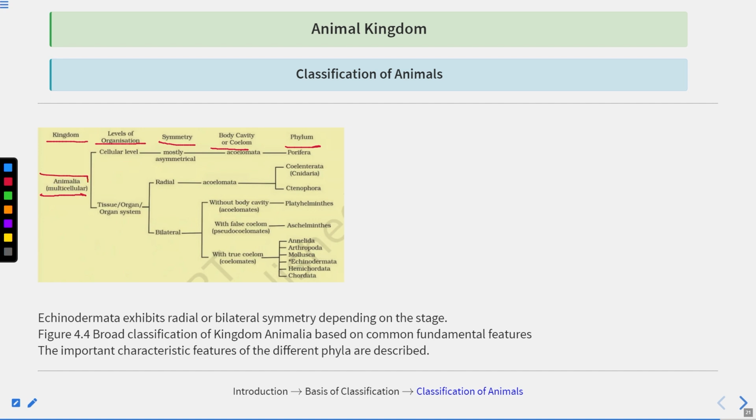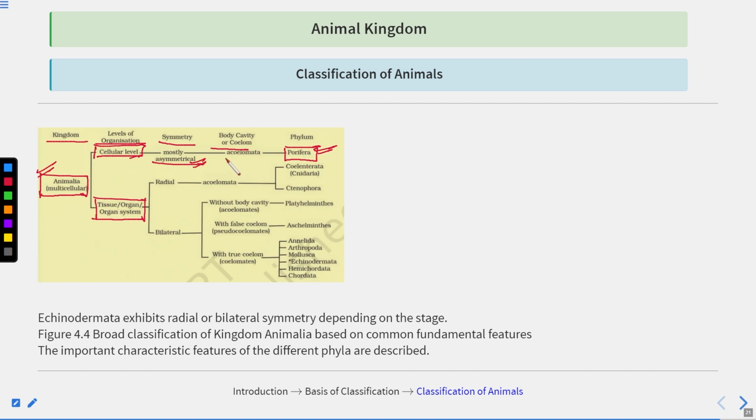All animals are multicellular. Yes, all animals from porifera to chordata, all the animals that belong to this animal kingdom are multicellular. Now we see the two levels of organization: cellular level and tissue, organ or organ system level of organization. The one that has the cellular level is totally different, and it is only one phylum that shows the cellular level of organization, that is the porifera, right?